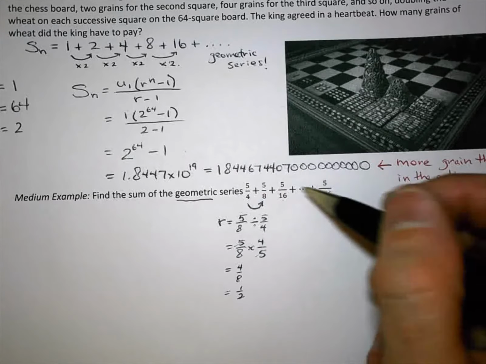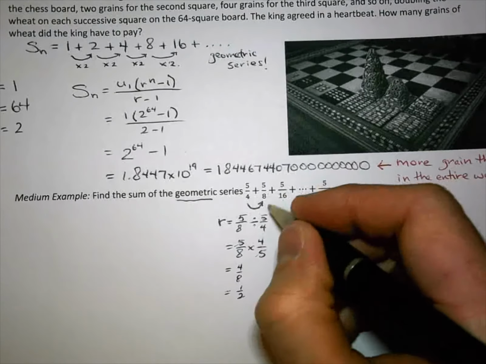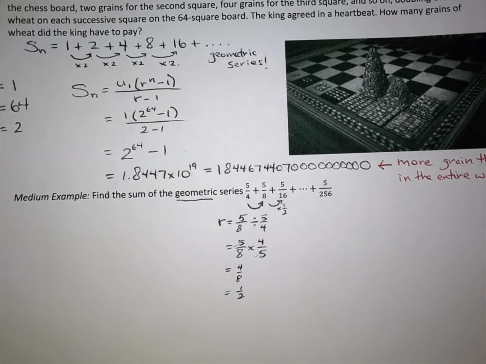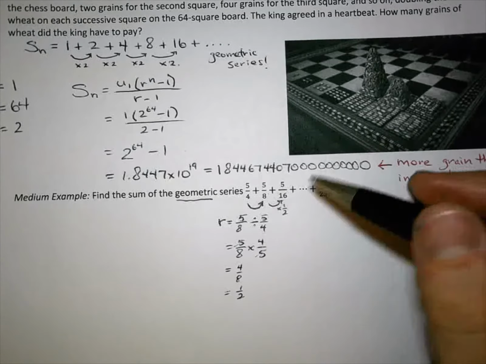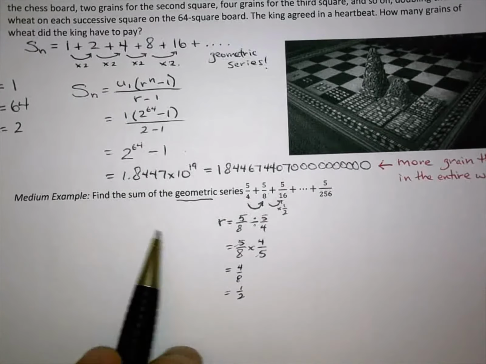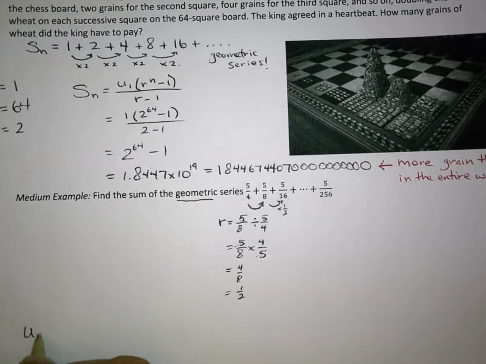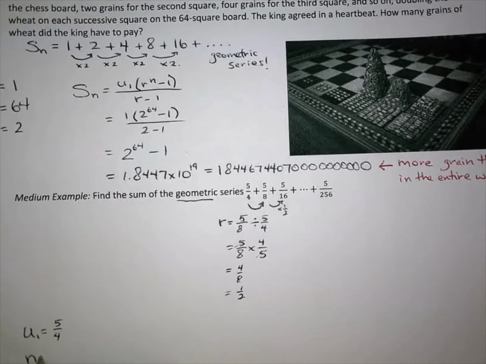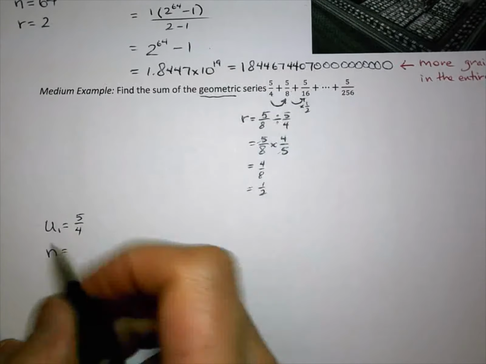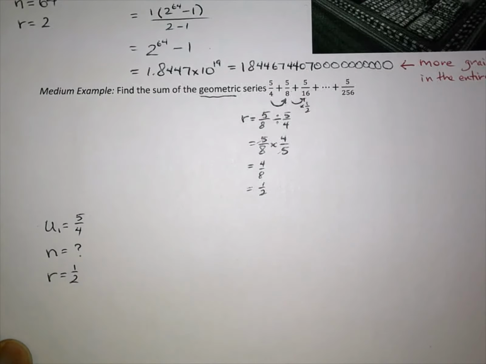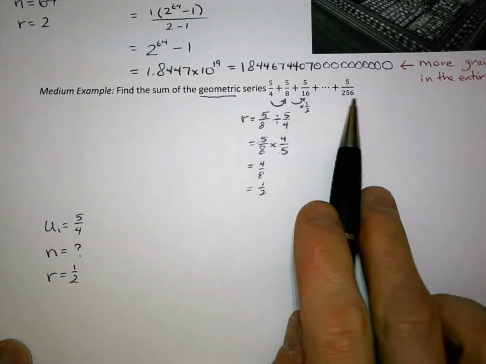And if you look at these, every time I'm just multiplying the denominator by 2. So we've figured out the r value. Okay, so the question then is to find the sum of this series. Well, how many terms are there? Or sorry, the first term, that is 5 over 4. That's easy enough. And the number of terms, I don't know what the number of terms is. That's a problem. And the common ratio is half. So I have a problem here in that I don't know how many terms there are.